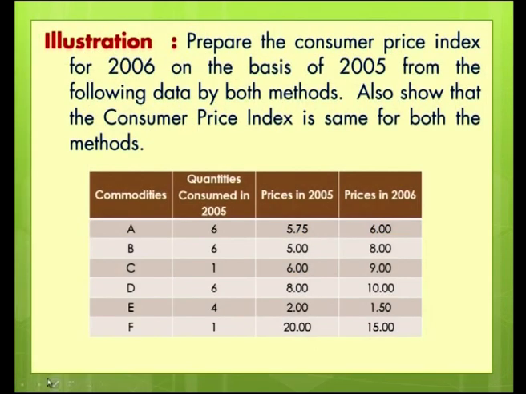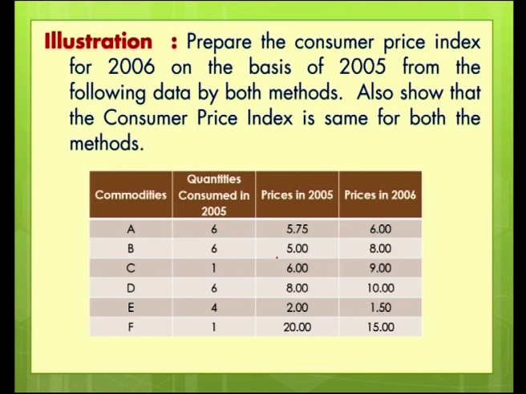Prepare the consumer price index for the year 2006 on the basis of 2005 from the following data by both methods, that is aggregate expenditure method as well as family budget method. Also show that consumer price index is same for both the methods.